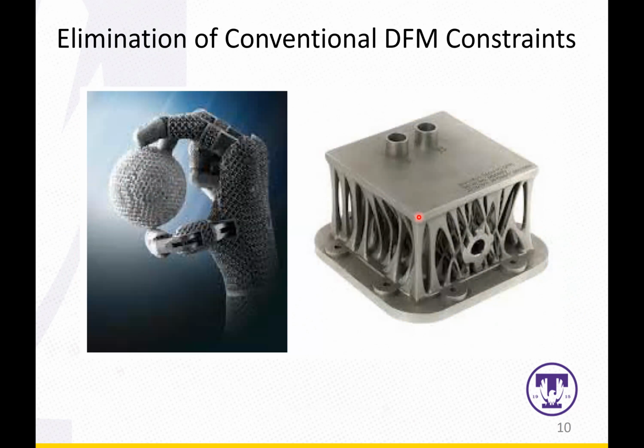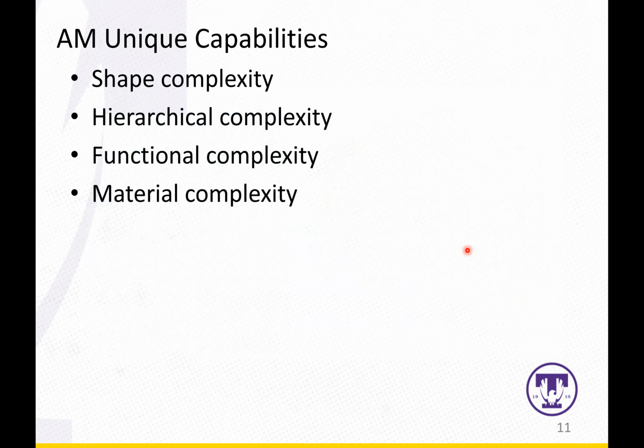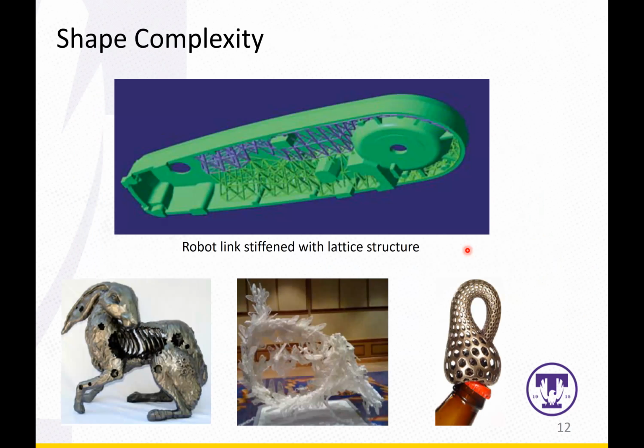For example, a geometry like this, I would say it's really difficult to machine, but using metal additive manufacturing processes, this kind of part could be achieved. So in terms of shape complexity, you can see some complex geometry like those lattice structures and all these animals with very complex features could be achieved using additive manufacturing, which are not achievable using conventional methods, right?